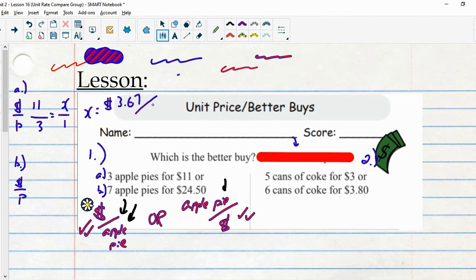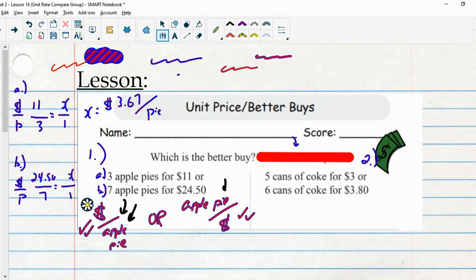$3.67, because we have to round for every pie. Okay, how about this B option here? Let's see, 7 apple pies is $24.50. So $24.50 is 7 pies. How much is one single pie?